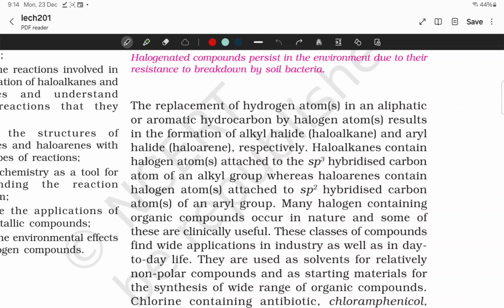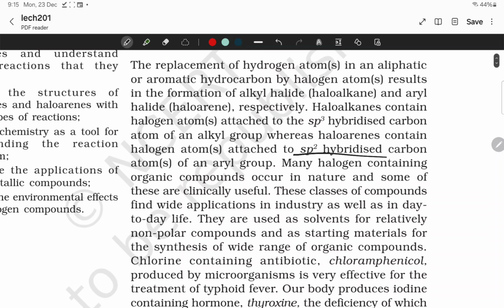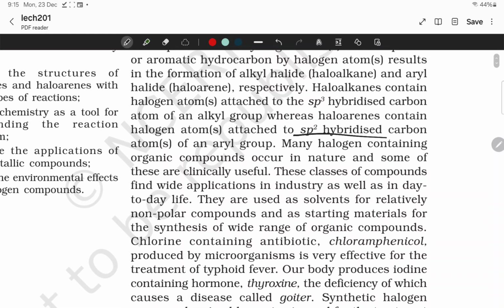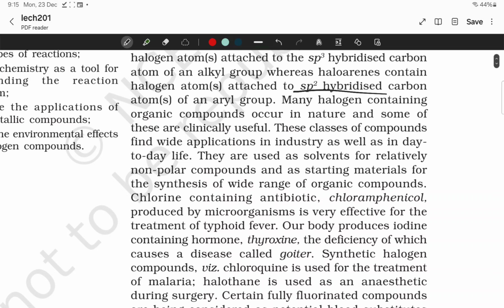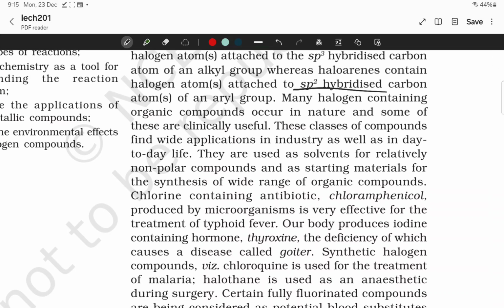The replacement of hydrogen atom in an aliphatic or aromatic hydrocarbon by halogen atom results in the formation of alkyl halide, haloalkane, aryl halide, haloarene respectively. Haloalkane contains halogen atoms attached to the sp3 hybridized carbon atom of an alkyl group, whereas haloarenes contain halogen atom attached to the sp2 hybridized carbon of an aryl group. Many halogen containing organic compounds occur in nature, and some are clinically useful. These classes of compounds find wide application in industry as well as in day-to-day life. They are used as solvent for relatively non-polar compounds and as starting material for the synthesis of a wide range of organic compounds.